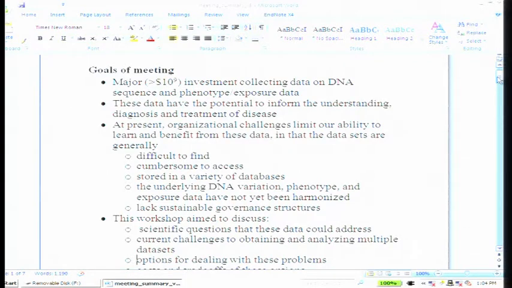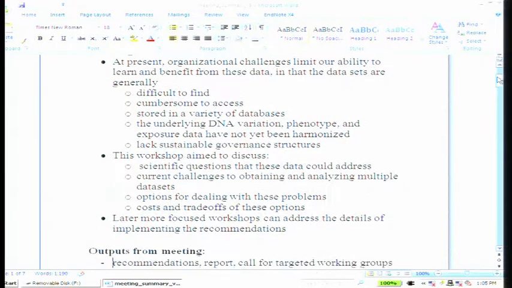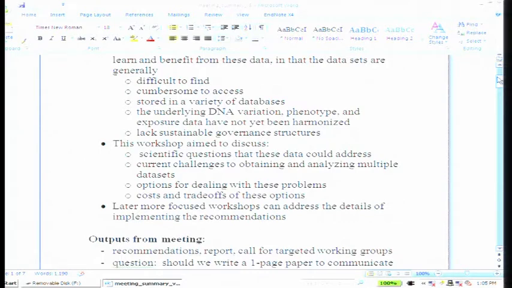The workshop was aimed to discuss scientific questions that these data could address, current challenges to obtaining and analyzing multiple data sets, options for dealing with these problems, and costs and trade-offs of these options. And as I said a moment ago, later, more focused workshops or working groups can address the details of implementation of the recommendations to which we come.